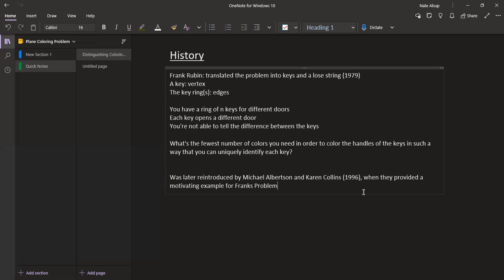So in Frank's way, we're trying to identify which key is which by using the least amount of colors via keys. And if we're talking about a graph, we're trying to figure out how we distinguish a vertex from one another.